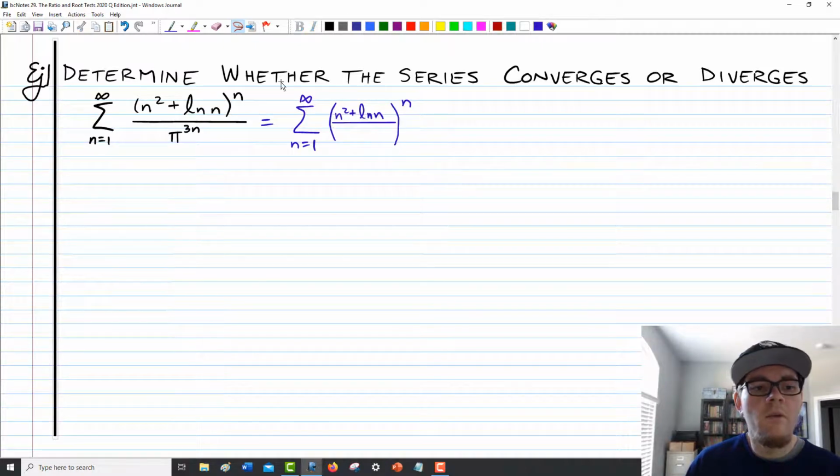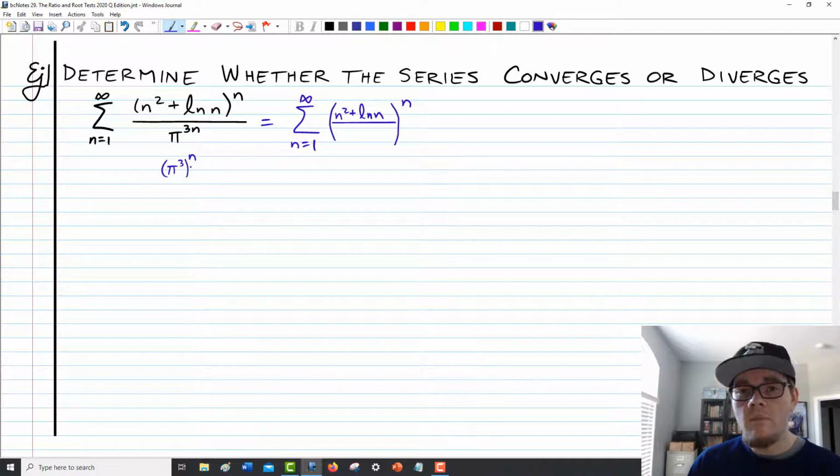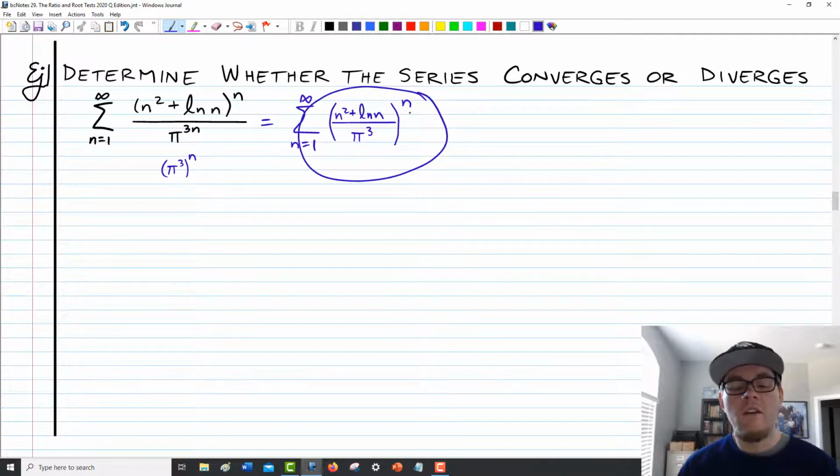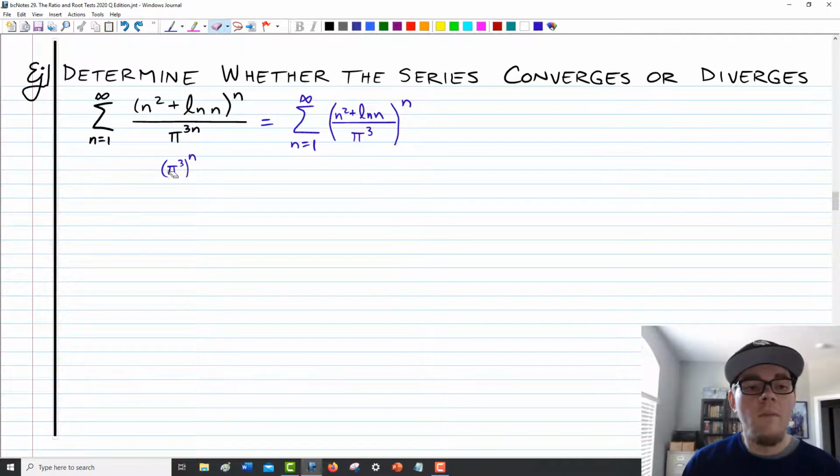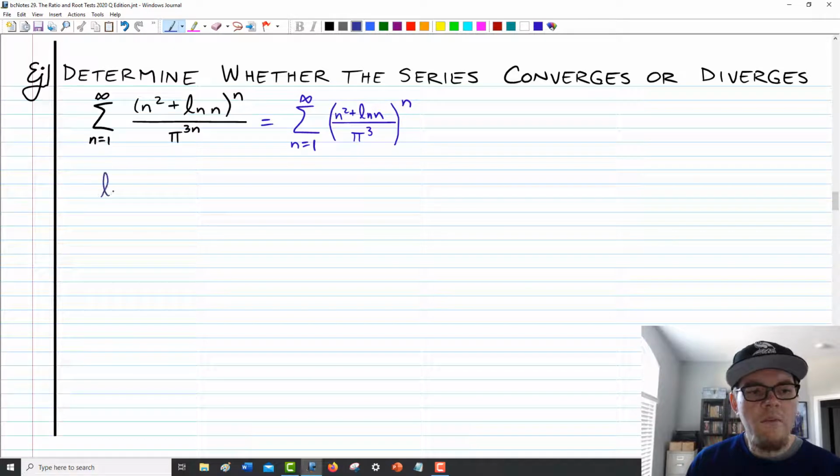In our denominator, though, we have pi to the 3n. There are a couple of different ways to point this out, but pi to the 3n is the same thing as pi to the third, to the n power, because the power to a power rule of exponents tells us that we multiply the exponents. So in other words, I can rewrite my denominator as just pi cubed, to the n. Having done that, we now have our series written in a way where it's very clear that everything is written to the nth power. So we can actually begin to look at the nth root.